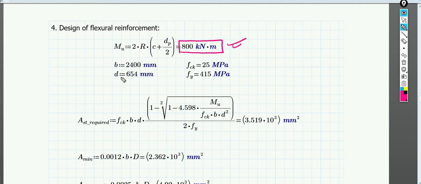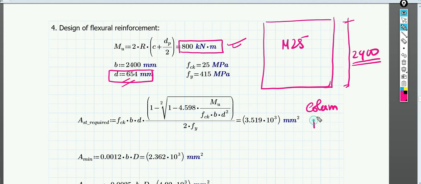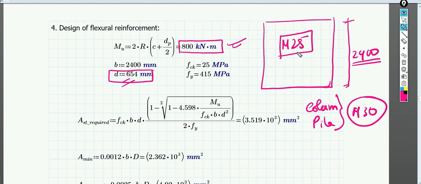Now we will find out how many numbers of reinforcement bars will be required. For that, let us assume the whole width of the pile cap, which is 2400. This is b, we have assumed as 2400. Then the effective depth we have already found out, that is 654 mm. fck for the pile cap is M25. If you remember, in the question itself it was mentioned that the pile cap is of M25 grade and piles and columns are M30 grade.